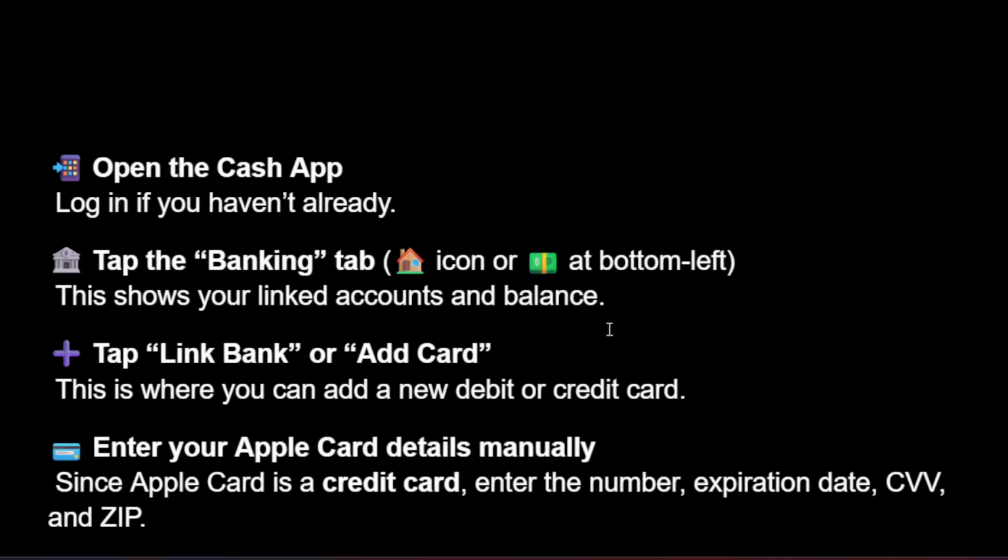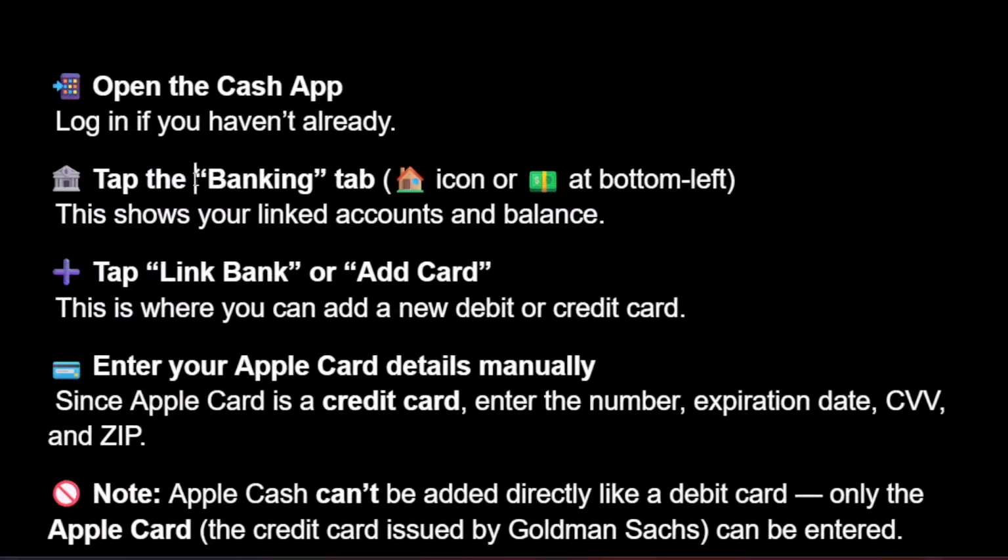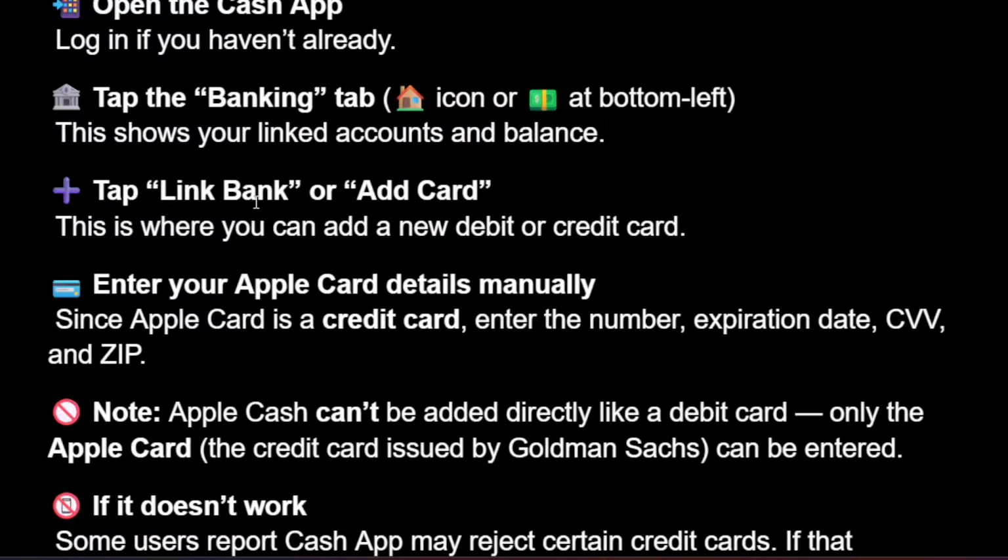How to add Apple Card to Cash App. First, you want to open up Cash App and log in if you haven't already. Next, you will tap the banking tab, the house icon or the money at the bottom left. This shows your linked accounts and balance. Then you will tap link bank or add card.